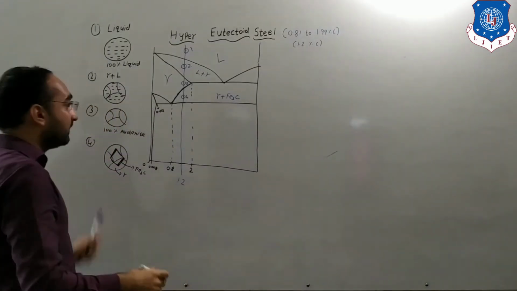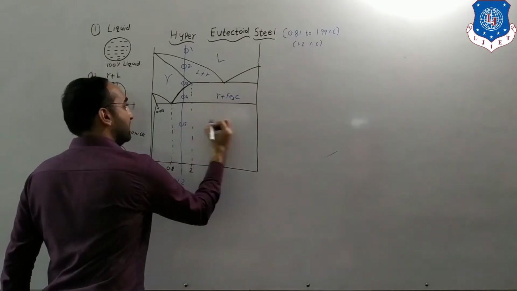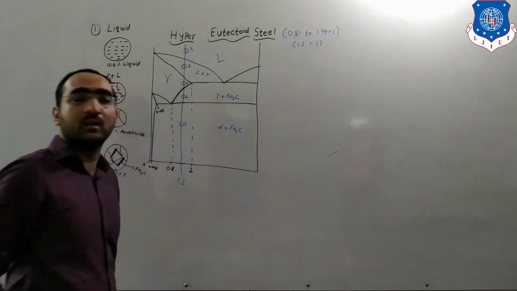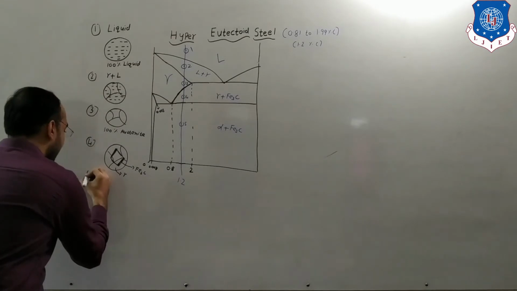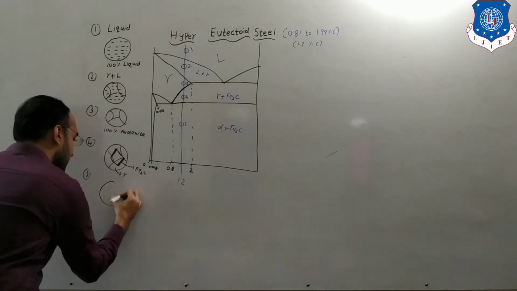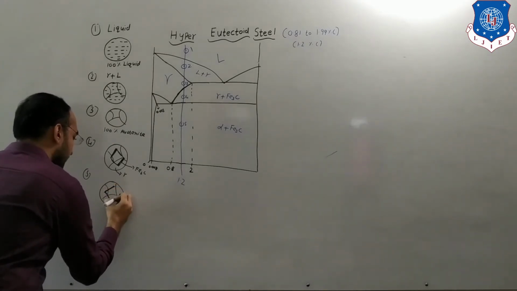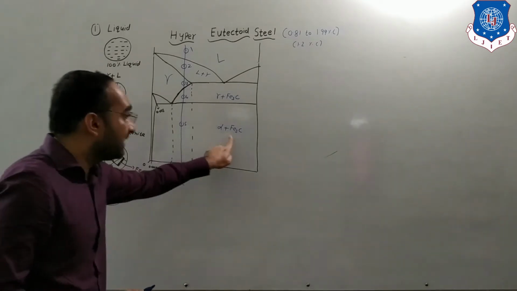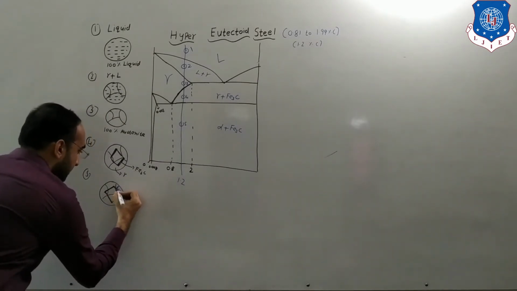And now the fifth portion falls under the area known as alpha plus Fe3C. In this region you have to carry forward all the things you showed above, that is the cementite region. After that, what is alpha plus Fe3C? Pearlite. So you have to show the pearlite region over here.